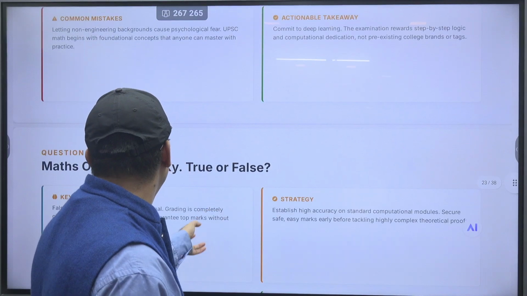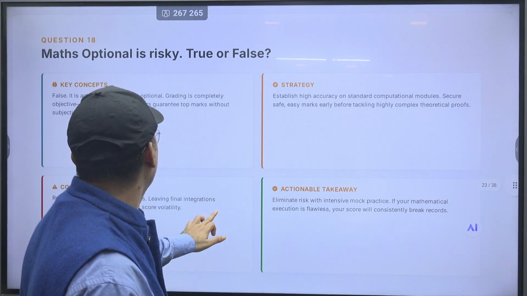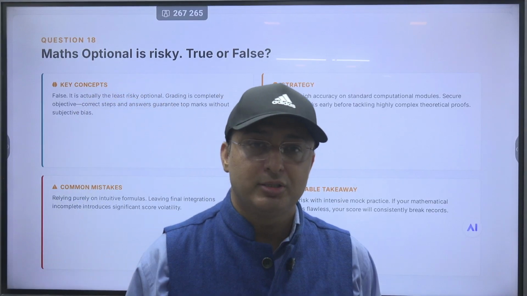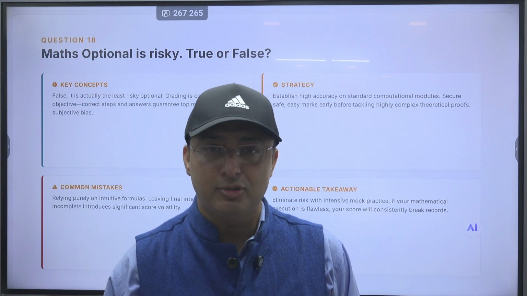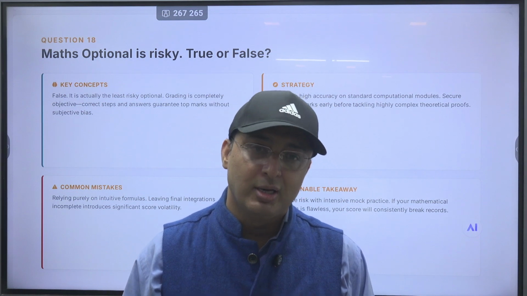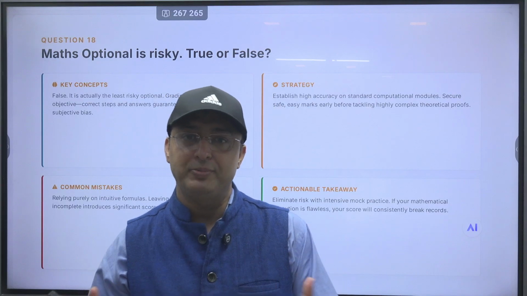Now, thirdly, a very pertinent question: math optional is risky, true or false? Well, math optional is risky for those who are from a history background, arts background, so on and so forth. But it's never risky for a person who has studied mathematics ardently, who has a flair for mathematics, who has an aptitude in mathematics.